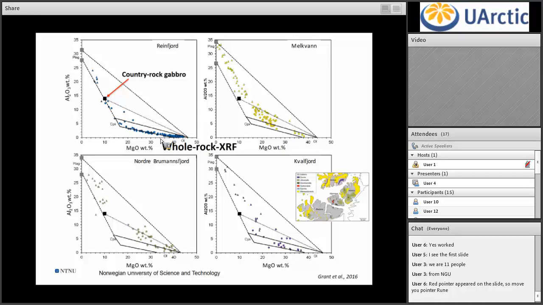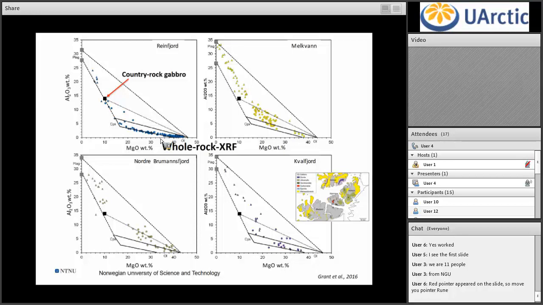When we're doing this and we're looking at Reinfjord, I should say, if we have contamination, we should see that the melts are pulled towards the plagioclase apex because they are contaminated with the gabbros that are plagioclase rich, or the country rocks that are also aluminium rich. As you can see, for Reinfjord, that is not the case. The only rocks that are pulled towards the plagioclase apex would be the hybrid gabbros in the contacts.